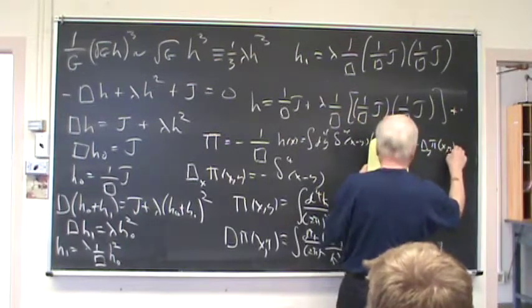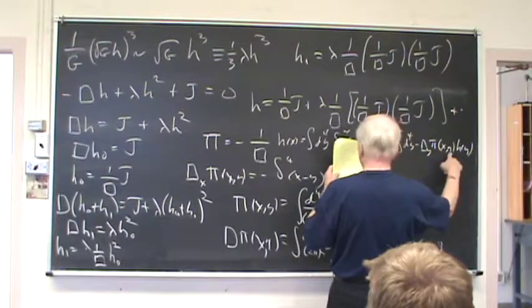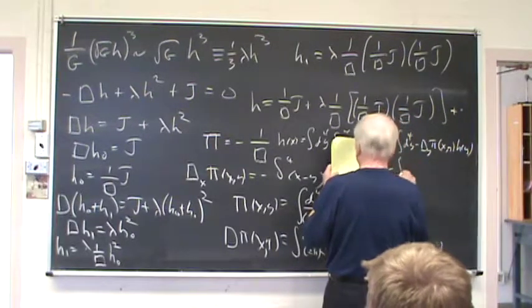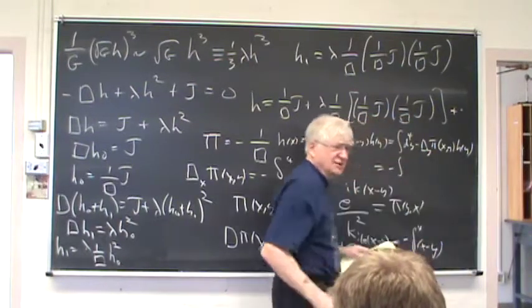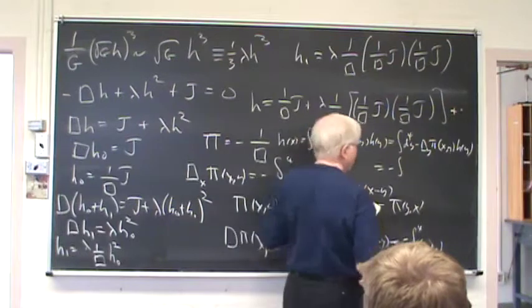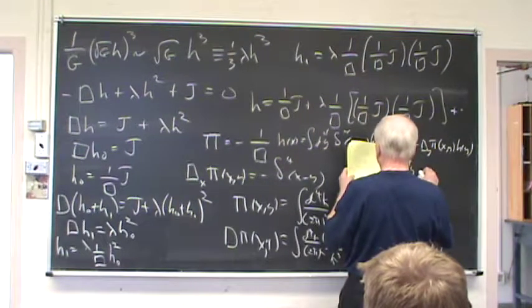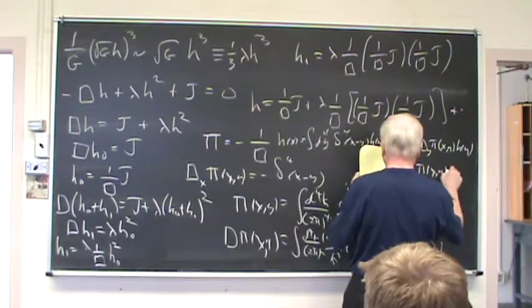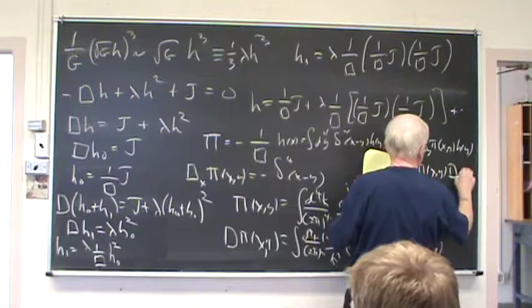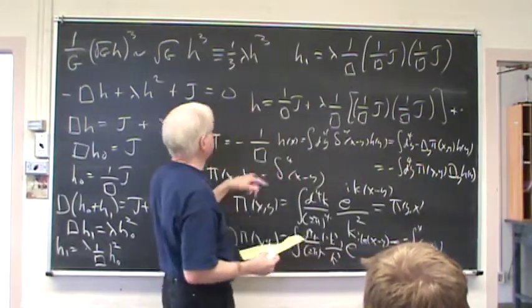And now we can integrate this by parts, and we get minus, but it's a quadratic operator, so we don't get any minus sign. And d⁴y, what we then have is π(x, y) box_y of h(y). All right, so that's our solution.